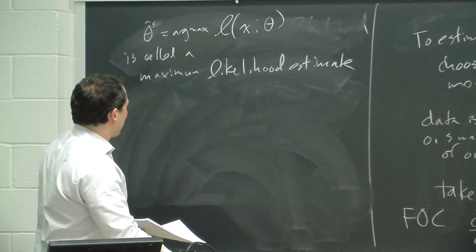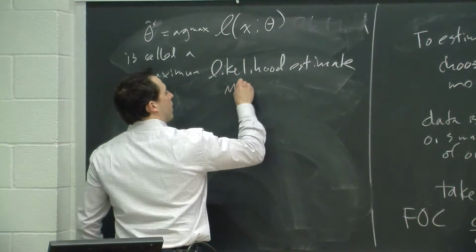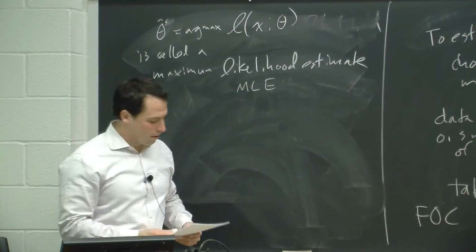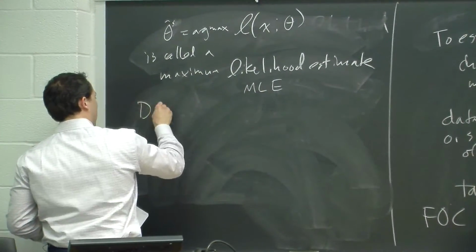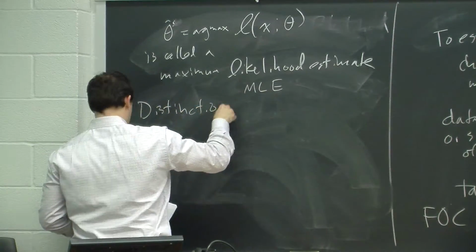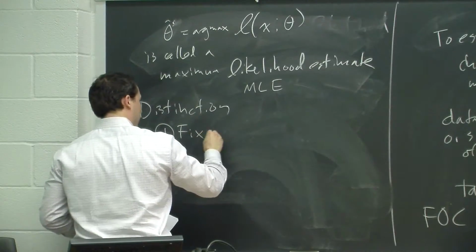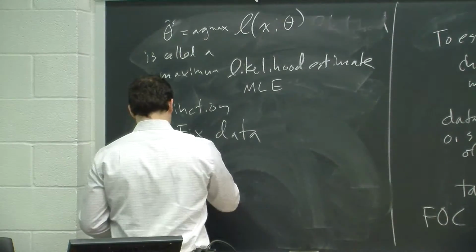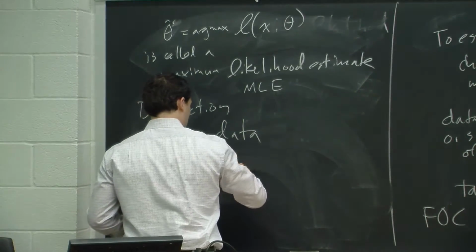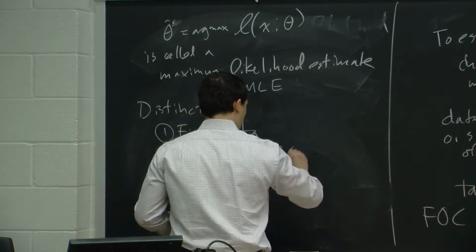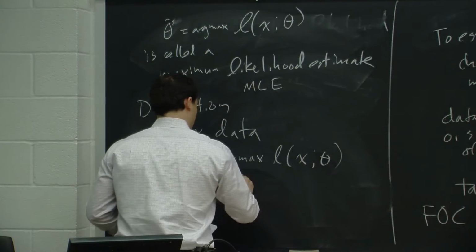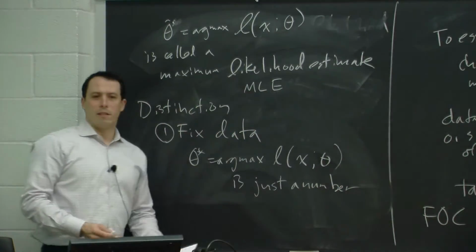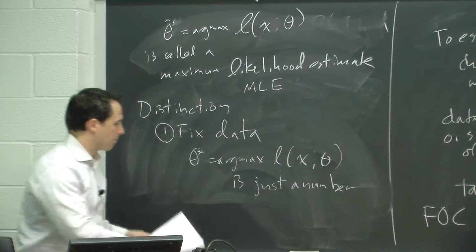I want to make another important distinction. So this is MLE, and MLE can stand for two things, maximum likelihood estimate or maximum likelihood estimator. So let me make this distinction. If I fix the data, as we've been doing conceptually, then this number, the maximum likelihood estimate, is just a number. It was determined when we fixed the data.